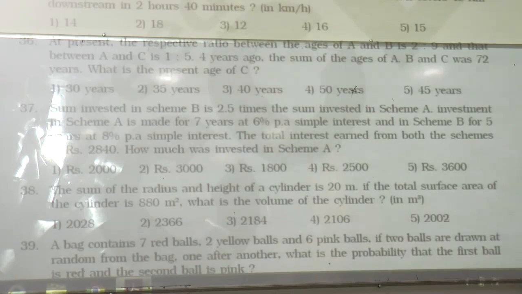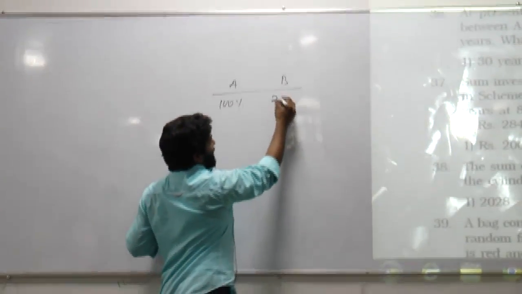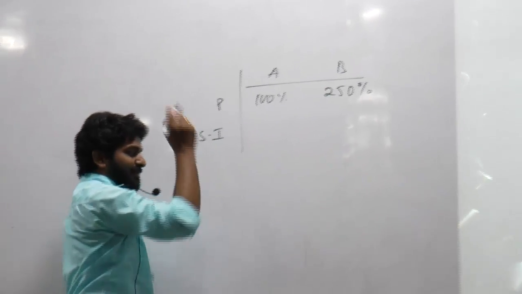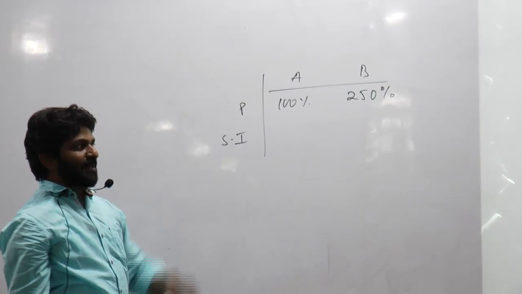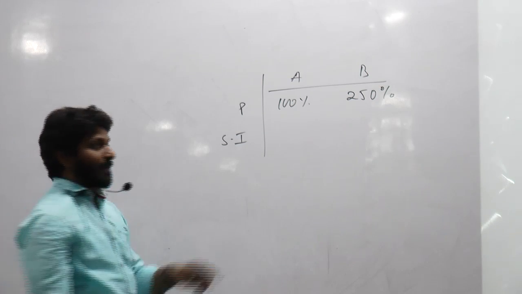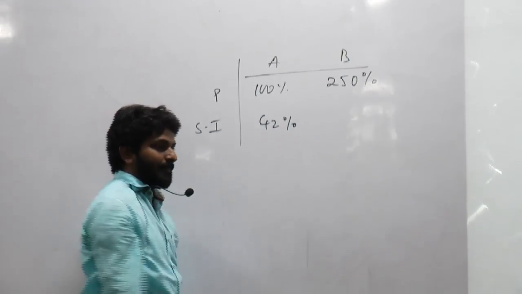The sum invested in scheme B is 2.5 times the sum invested in scheme A. Let me take this as A and this as B. We have invested 100% in scheme A and 250% in scheme B. This is the principal. Now let me calculate simple interest here. Scheme A is given for 7 years at the rate of 6% per annum. 7 times 6 is 42%. 42% of 100 is 42 only.